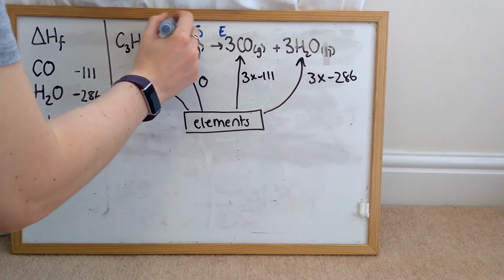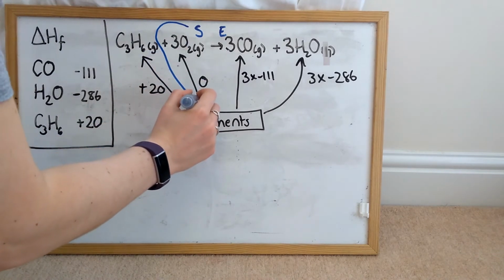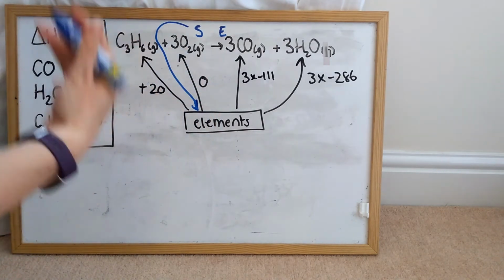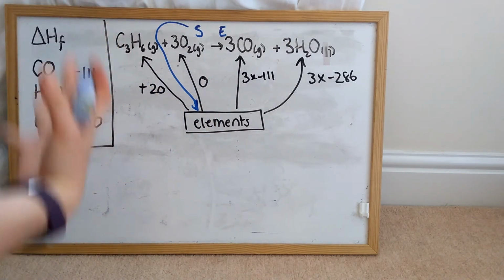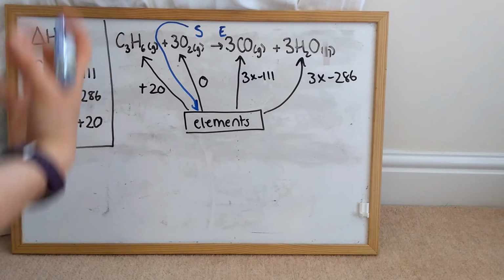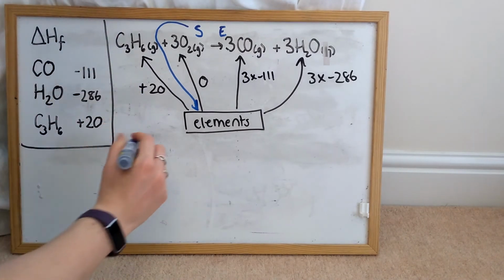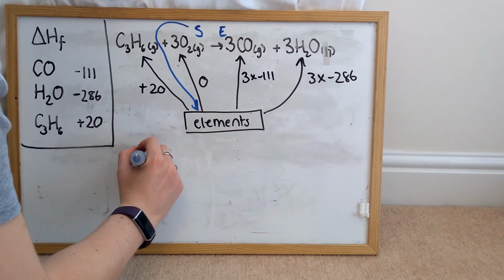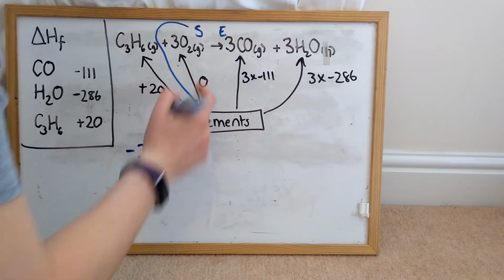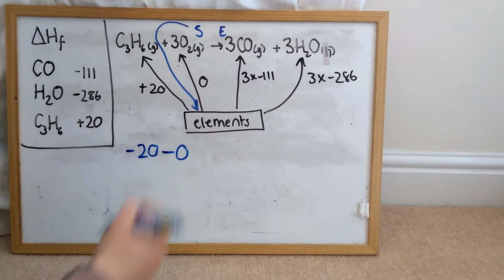So from here, I need to go down these 2 arrows. I'm going the wrong way along them. And so because I'm going the wrong way along them, I take the negative. So even though this is plus 20, I'm going to write down minus 20. And I could also have minus 0.